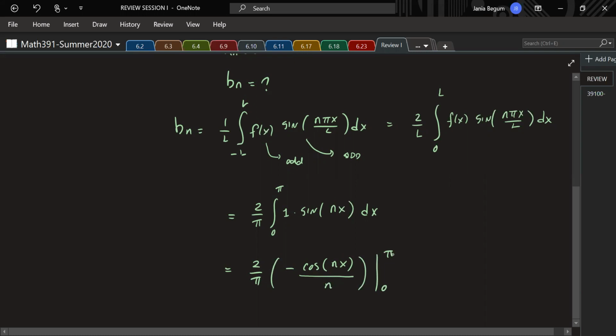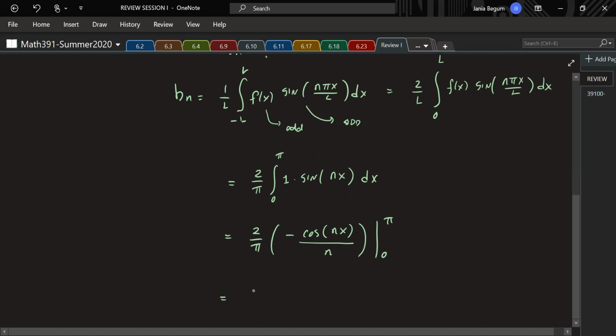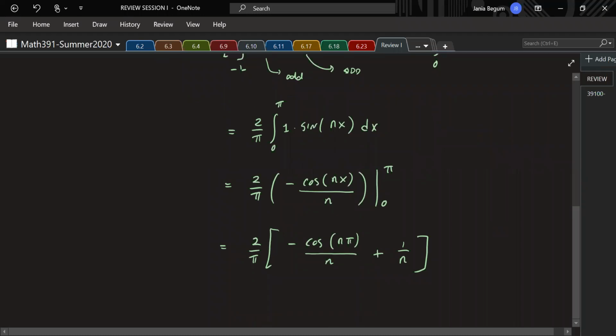Now let's plug in the endpoints. So we have 2 over pi from before. Plug in the upper limit, you have negative cosine of n pi over n minus, so that's double minus, plus cosine of 0, that's going to be 1. So we have 1 over n. Okay? And then you should remember cosine of n pi is what?